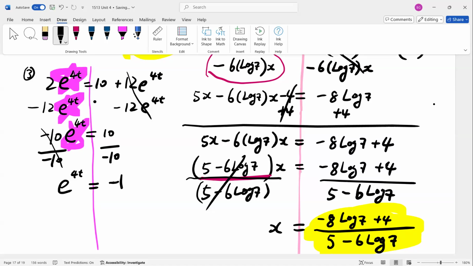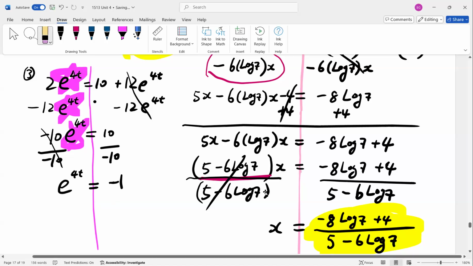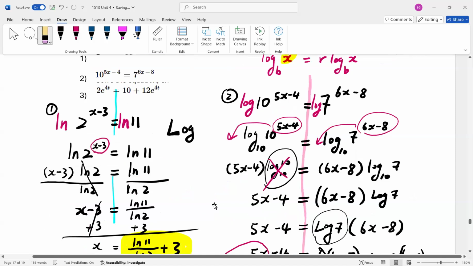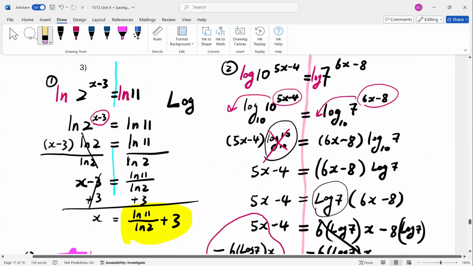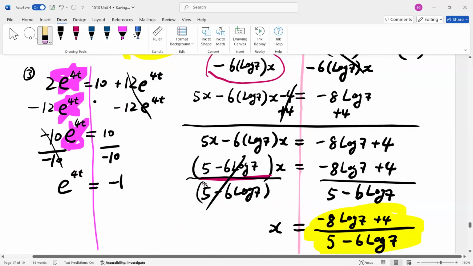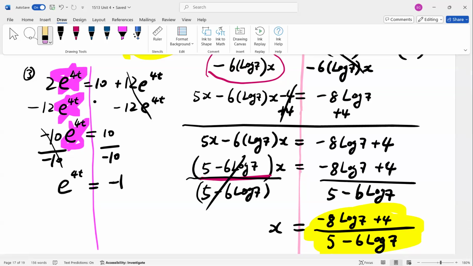From here, we can try ln, but it doesn't work this time because we cannot take ln of a negative number, right? Oh, actually, what happened? Let me double check my copy. 2, 12, 10 is there. This equation does not have any solutions. Anybody see why? This equation doesn't have solutions. Why? Because it has a negative number?